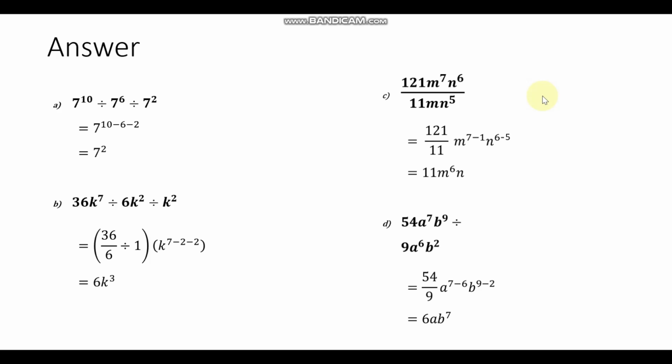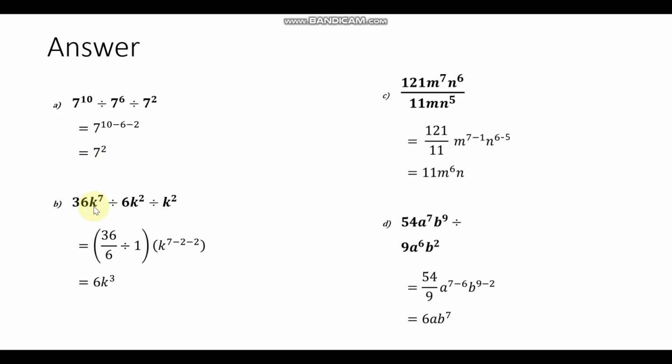Now I will go through with you the answers for the exercise just now. For the first question, we have one base only, which is 7, and we have three values of index, which are 10, 6 and 2. So we use 10 minus 6, we got 4, and then 4 minus 2, we got 2. The final answer is 7 to the power of 2.